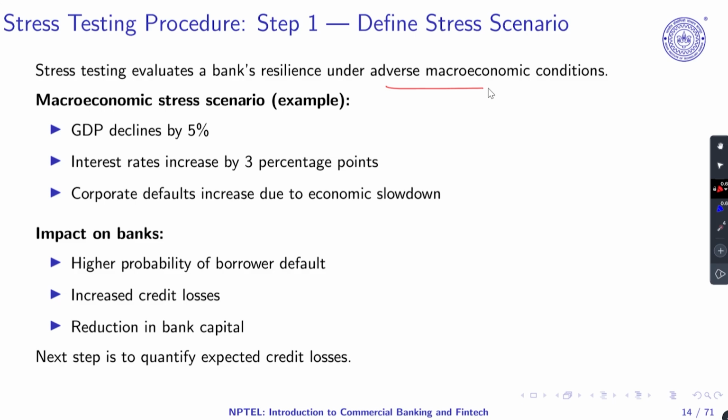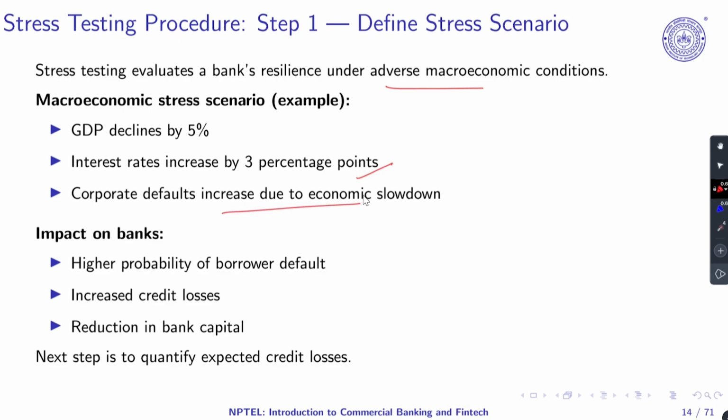So suppose in this year 2026, the government says that they are going to have a GDP growth of 7.5%. But in stress testing, we put in a scenario of what happens if the government does not achieve this GDP growth, then what is going to be the likelihood. So interest rate increases by 3 percentage points. So we are considering the extreme situations.